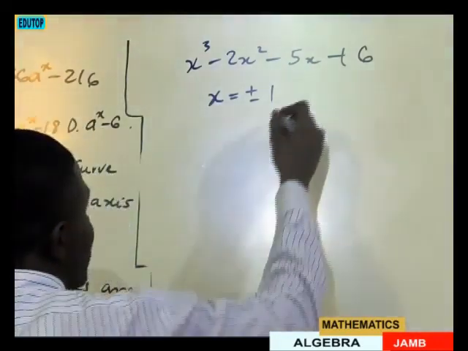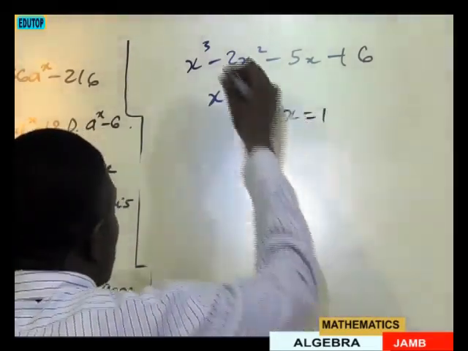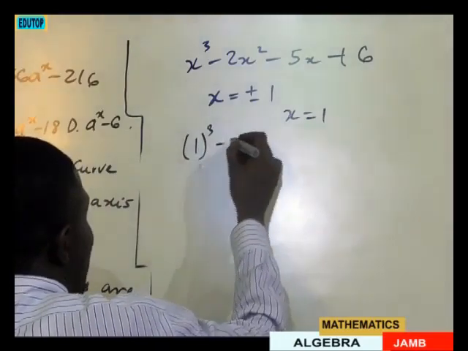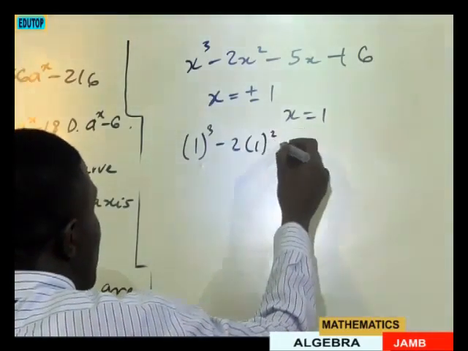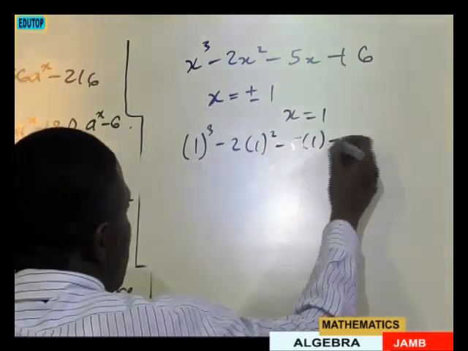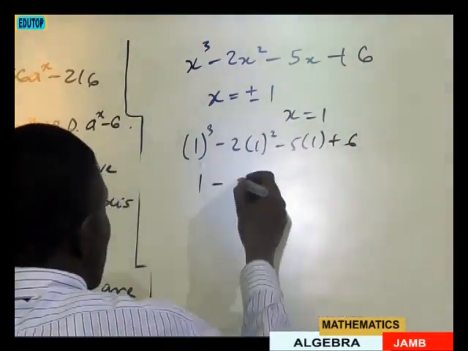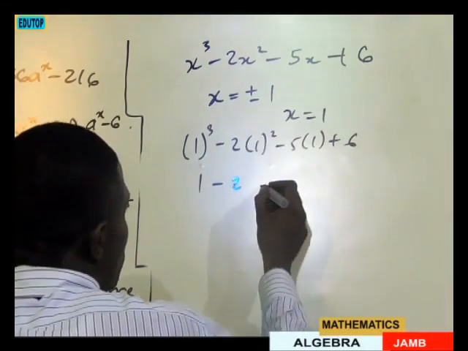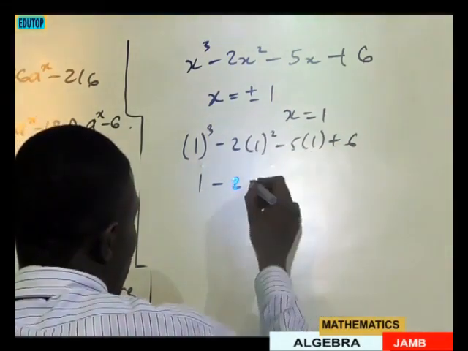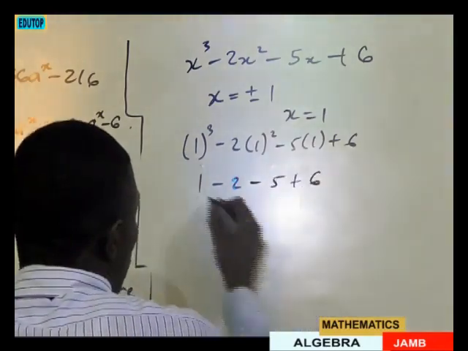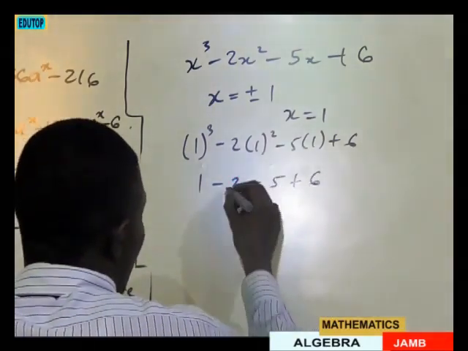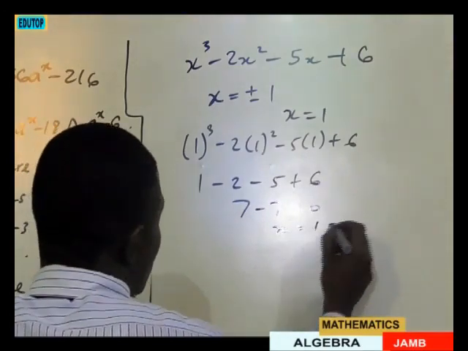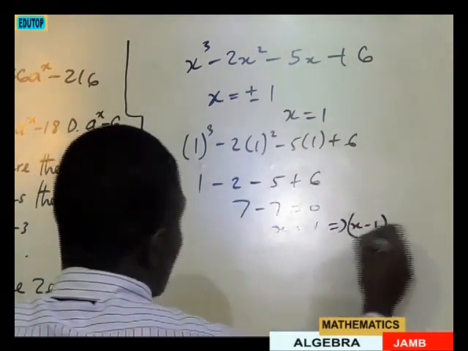So let's use x equals 1 first. When x equals 1, I have 1 cubed minus 2 into 1 squared minus 5 into 1 plus 6. So this one is 1; 1 squared is what? 1. 1 times minus 2 is minus 2. Then 1 times minus 5, plus 6. So 1 plus 6 is 7, minus 2 minus 5 is minus 7. So that's 0. That means x equals 1, then x minus 1 is a factor of this.